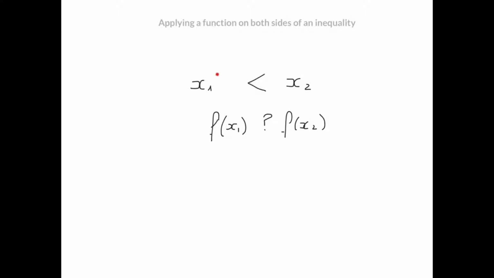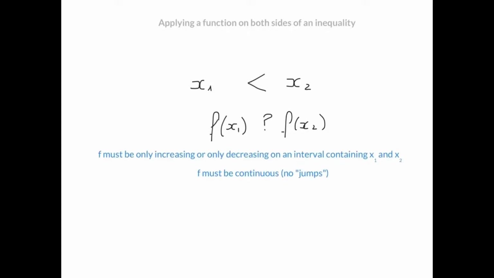If I have x1 smaller than x2, can I say something about f of x1 and f of x2? I can say some things under some conditions. These conditions are that f must be only increasing or only decreasing on an interval containing x1 and x2, and f must be continuous, which means that there is no jump in the graph of f. The combination of these two properties for our function makes our function 1-1.